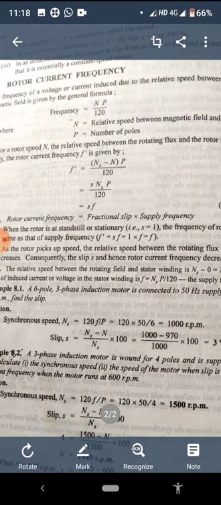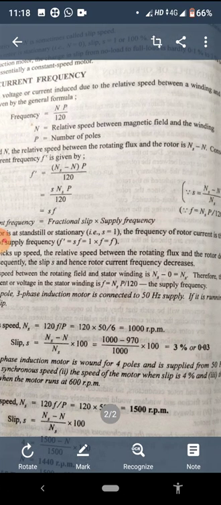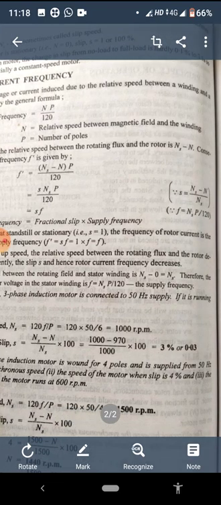At standstill, when slip is 1, the frequency of the rotor current is the supply frequency. That means slip is 1 when there is no rotation of the rotor, so the frequency of the rotor field is equal to the frequency of the stator field. So we calculate the frequency, and we come to know how the rotor produces rotation due to electromagnetic induction.